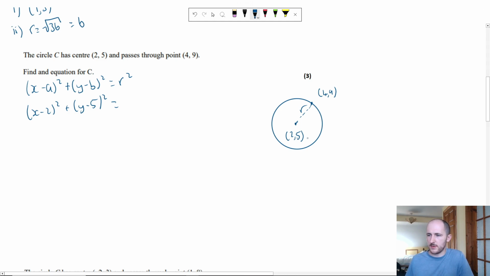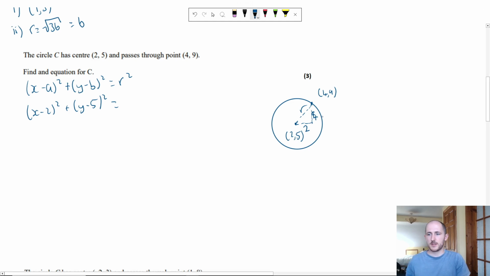Now, what I can do is use good old-fashioned Pythagoras' theorem. So, if I draw my dotted lines going along like this, the width of this triangle is the difference in the x-coordinates, because x tells me everything I need to know horizontally, and y tells me everything I need to know vertically. So if I look at the x-coordinates, it goes from 2 to 4, then that means that width must be 2. And the height goes from 5 to 9, so that height is 4.